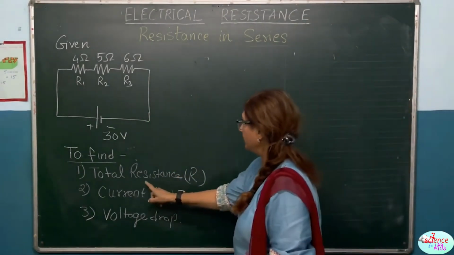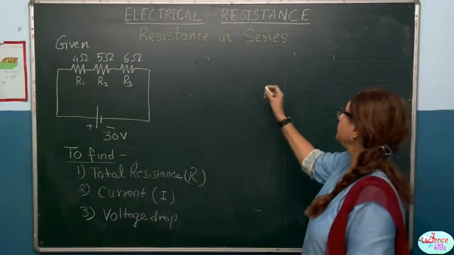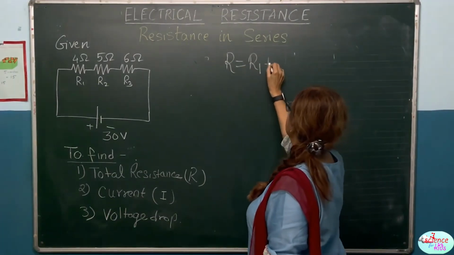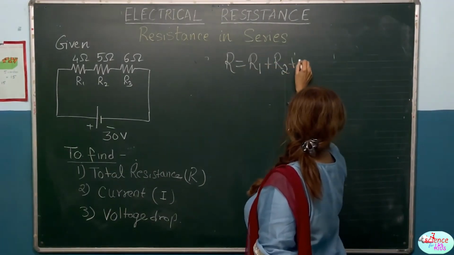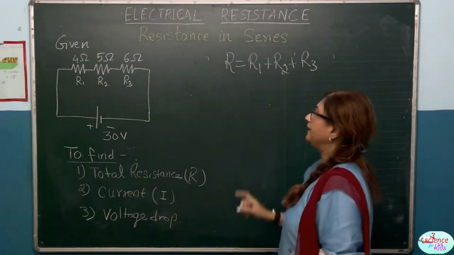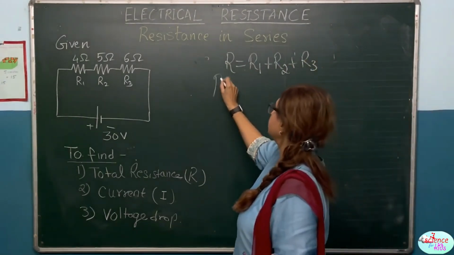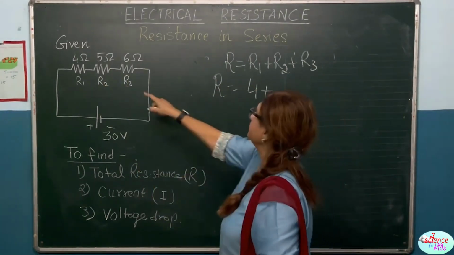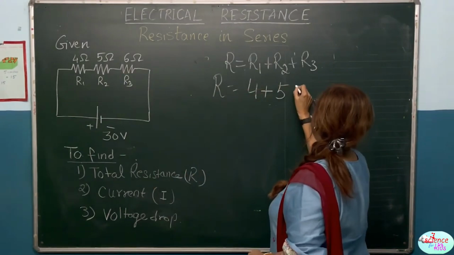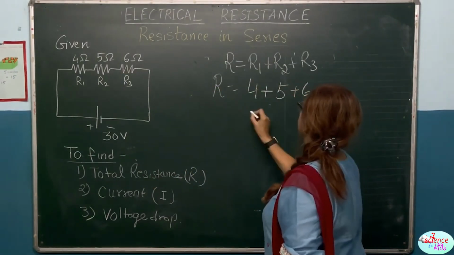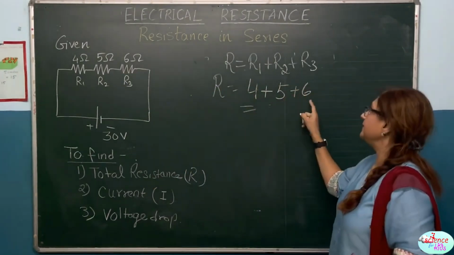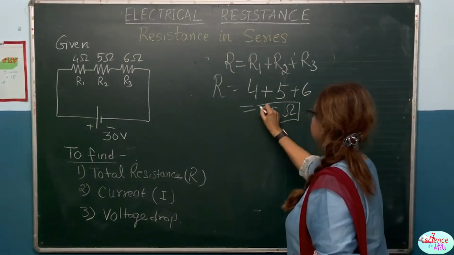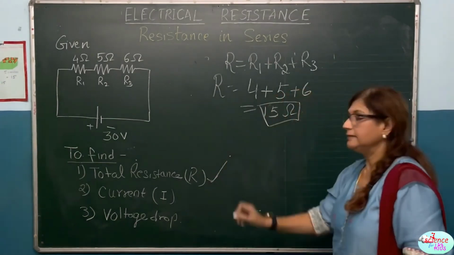We start with number 1. And remember the formula for the total resistance, that is R is equal to R1 plus R2 plus R3. So we plug in the values here. The total resistance R will be R1 is 4, R2 is 5 and R3 is 6, which is equal to 4 plus 5 plus 6, that is 15 ohms. So we got our first answer, the total resistance.